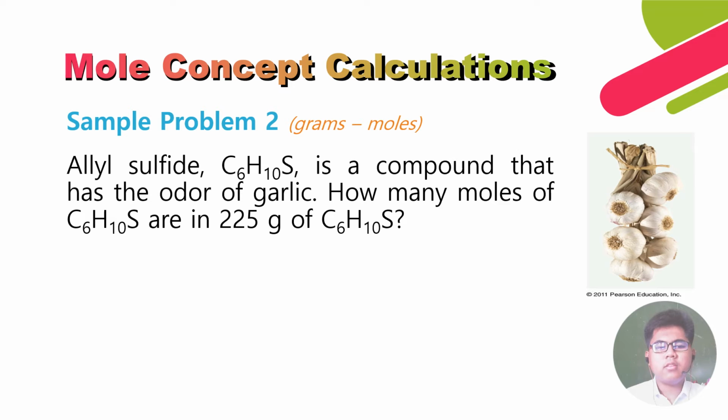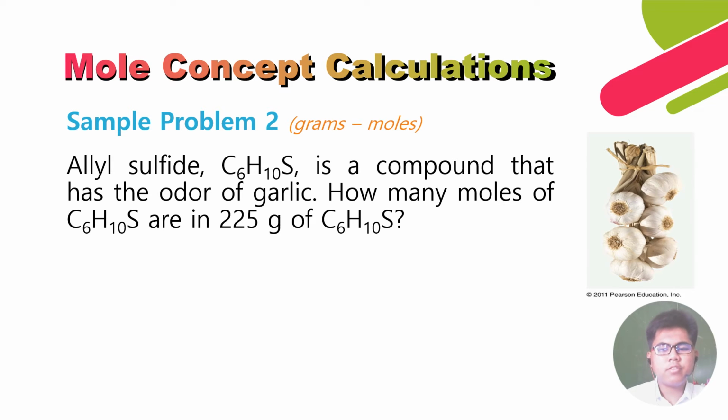So, let's take this sample problem number 2 into consideration. We have grams to moles. The problem is allyl sulfide with the chemical formula C6H10S is a compound that has the odor of garlic. How many moles of C6H10S are in 225 grams of C6H10S?